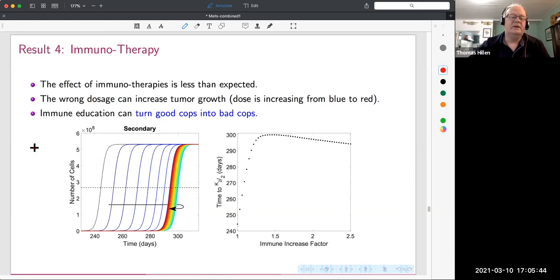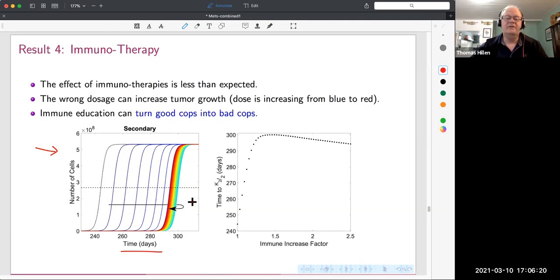So what is shown here in this graph, again, time in days, you see the growth of the secondary cancer. Again, the dashed line is with no treatment, then you just get a growing metastasis after about 250 days. But then if you increase a dosage of immune cells, you can delay the growth. So if we go to the right, we increase the dose of the immune therapy and we delay the growth of the cancer by 40 days, 50 days or so.